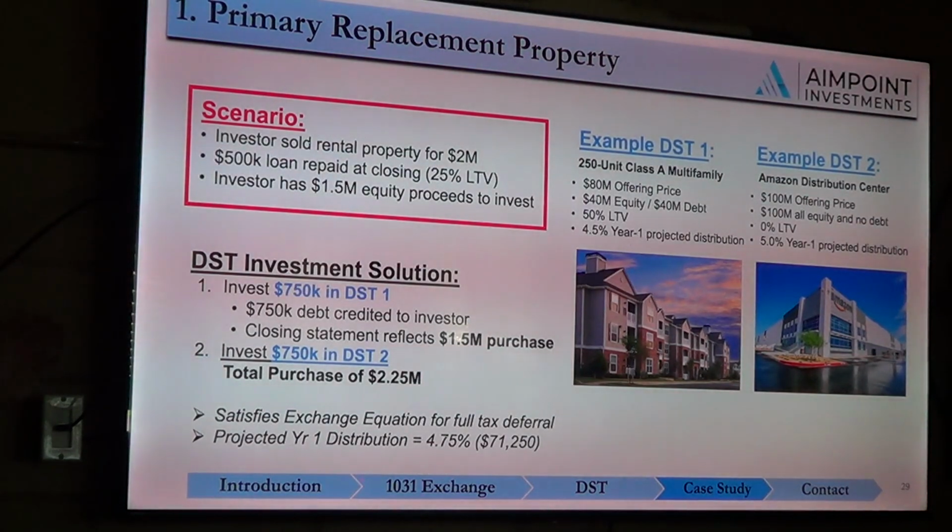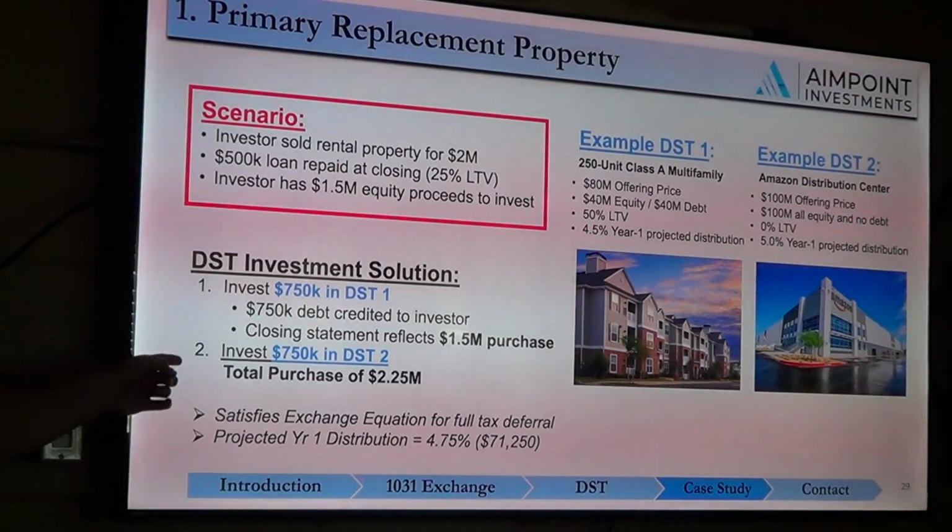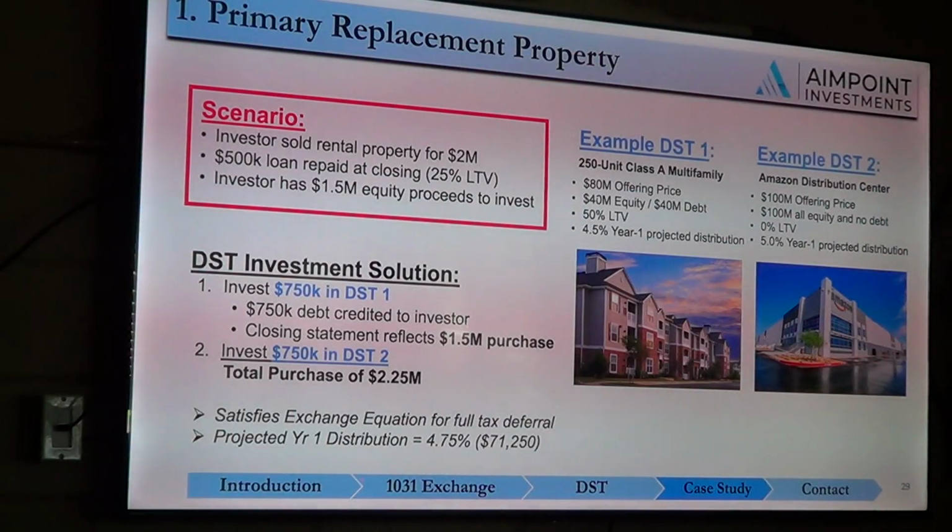debt to equity. So for every dollar we invest in DST1, we get credited in the exchange with $1 of debt. So the closing statement on DST1 is going to show $750,000 of proceeds invested, $750,000 worth of debt credited, for a total real estate purchase of $1.5 million. And then they're going to put the other $750,000 in DST number 2. That's all cash, so they have a closing statement there that just shows the $750,000. But in combination between DST1 and DST2, they've purchased $2.25 million worth of real estate.